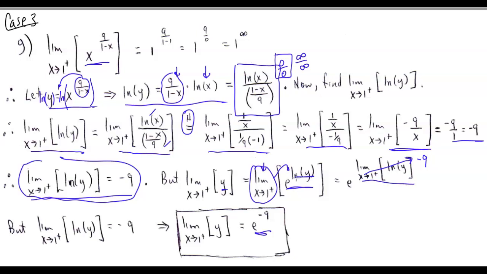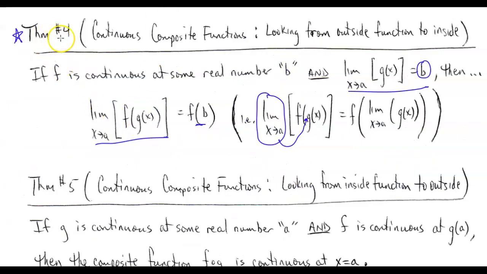So that theorem number four becomes important here because without that, we would not know how to deal with evaluating the limit of this composition function that we had, okay? And so again, it is theorem number four here that allows us to make that last step in case three that makes everything work beautifully here, okay? All right, so let's get back to some more examples.